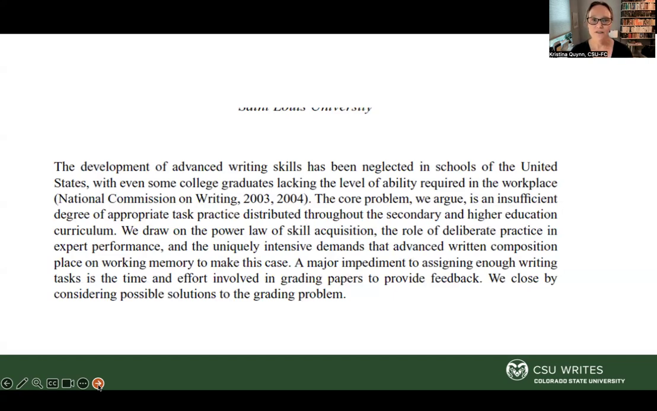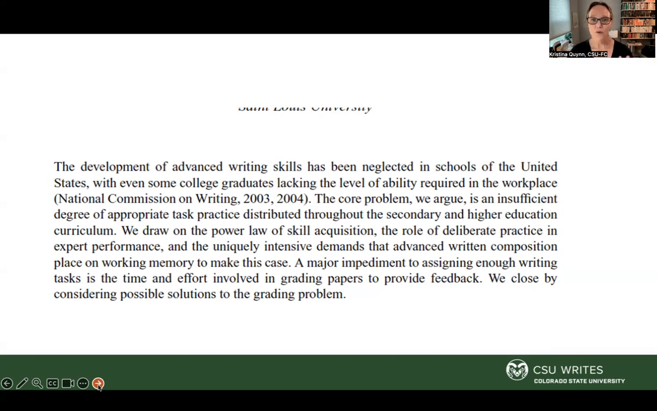The development of advanced writing skills has been neglected in schools of the United States, with even some college graduates lacking the level of ability required in the workplace. And so this is coming from the National Commission on Writing, and it comes from multiple reports. And so they want to ground that. They're not just saying that on its own. There's a national commission behind that, the federal commission, right?